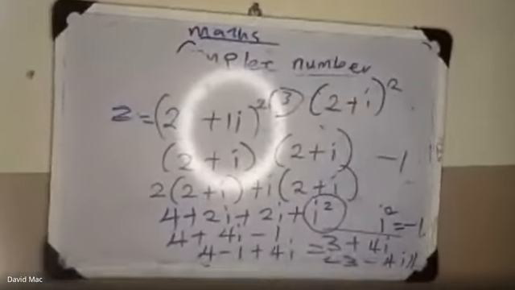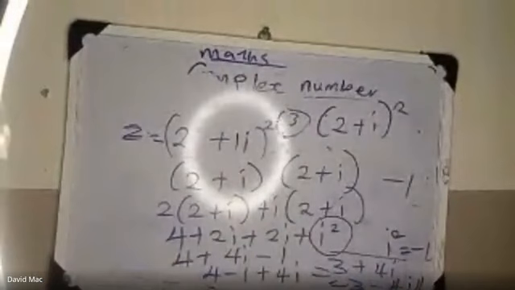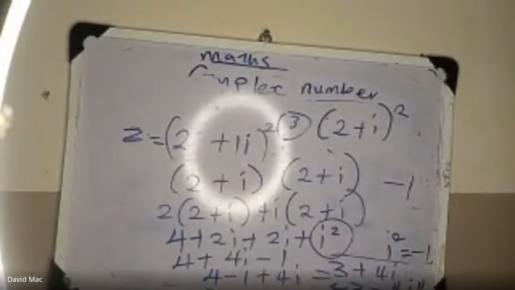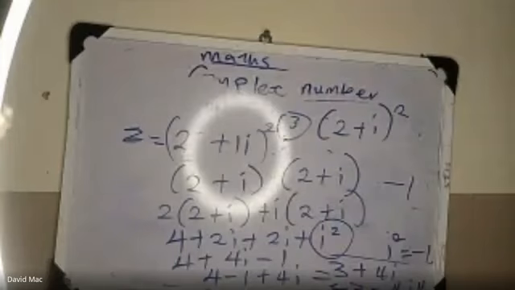Is that okay? So that is your answer: 3 minus 4i. Listen, we are not perfect in mathematics. I know you have questions, calm down first. We are not perfect in mathematics. That's the truth. So you have to be very, very careful.